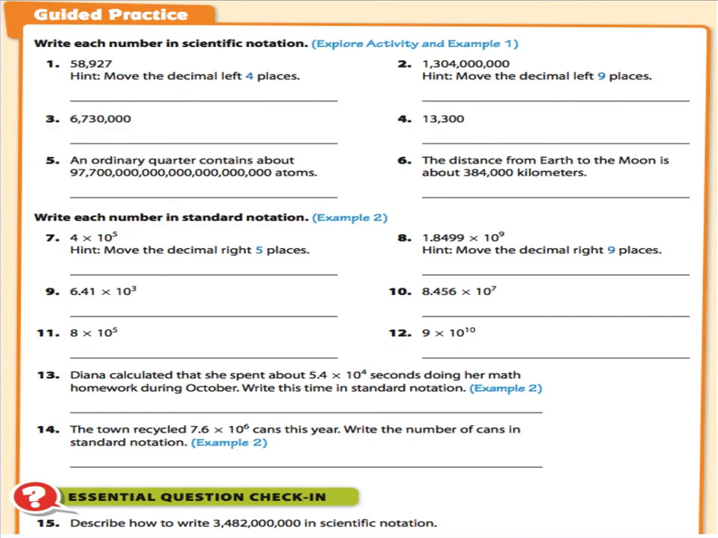All right, so you have your problems here for your guided practice. Remember that you write an exponent, so everything's going to be 10, and then your caret, and then your exponent goes here. As always, if you have any questions, please be sure to write them down or email me so we can go over them in class.